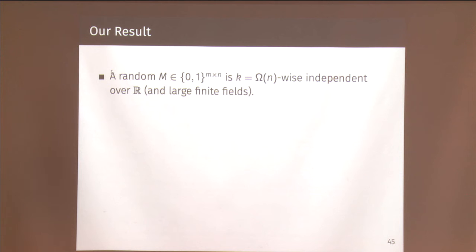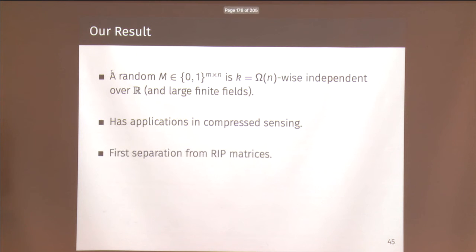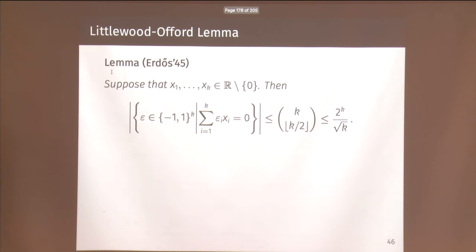Okay, so let's prove that a random matrix is k-wise independent over, say, the reals or large fields. It has some applications in compressed sensing, but let's ignore this. In order to prove this, we just use some anti-concentration inequalities.